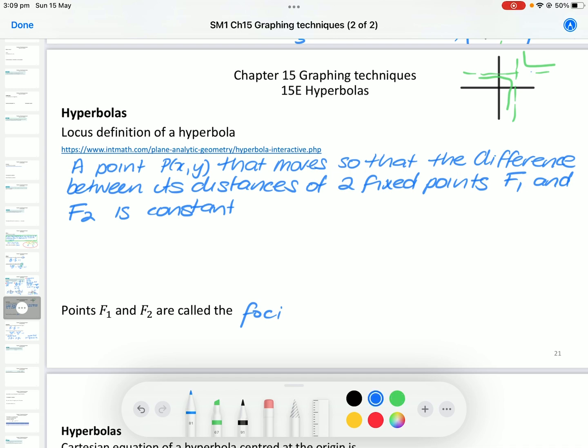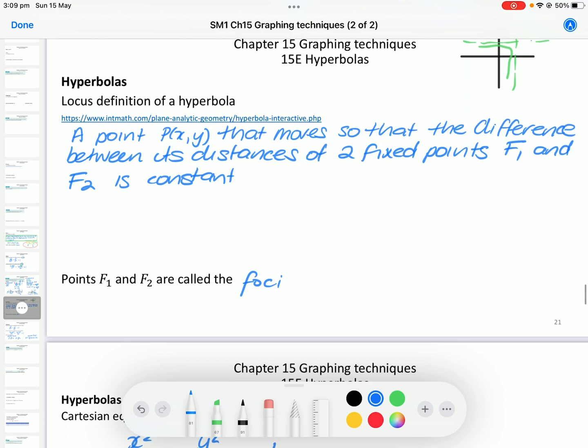So the locus definition, just stop the video and copy that out. You'll see that it's pretty much the same as for the last ones we did, the ellipses, except this time the distance from F1P and F2P, it must be the difference between the distances. So when it's difference, it's minus, and that is a constant. And I'm just going to put modulus signs around there because we know modulus means it's always positive. So the difference between the distances, and then just take whatever that number is, don't give it a direction. And the points F1 and F2 are called the foci, just like last time.